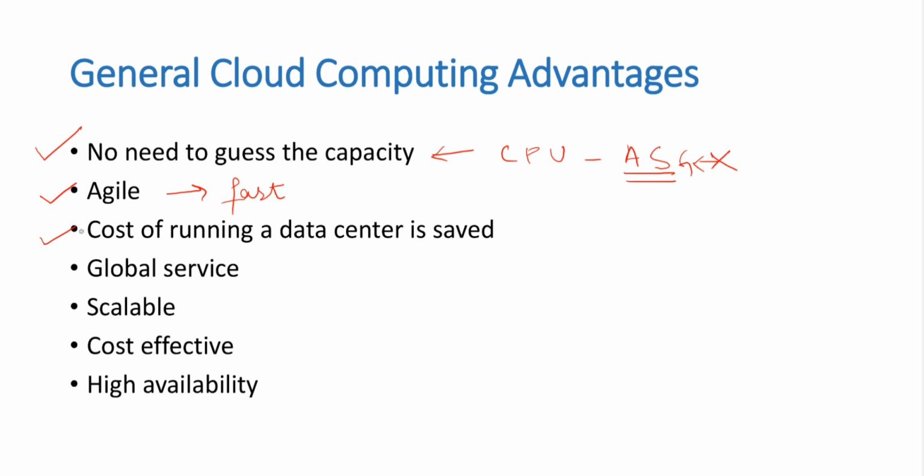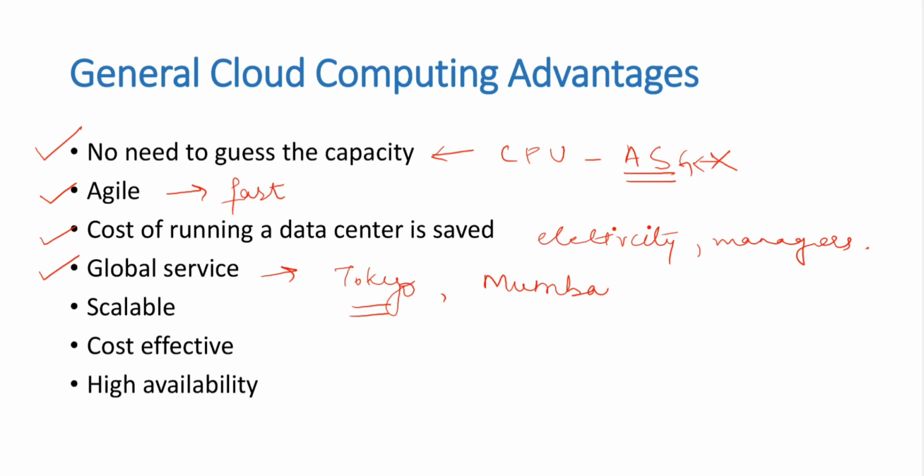The cost of running a data center is saved. For example, the electricity bill is saved, and the cost of managers and security guards, all of those things are saved. And next, cloud computing is a global service. For example, I can launch my servers in Tokyo if my users are in Tokyo. I can launch my servers in Mumbai if my users are in Mumbai, and I can launch from any place in the world to any available region which AWS provides, so that my users get less latency.